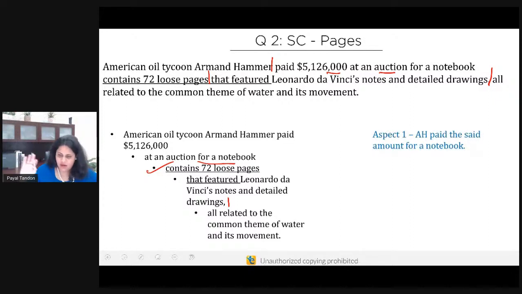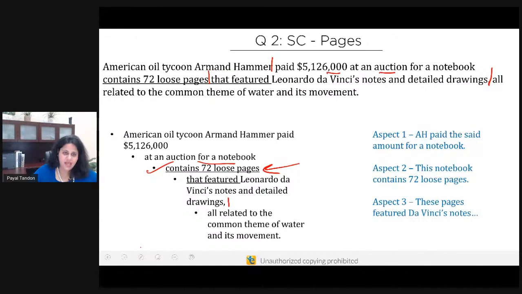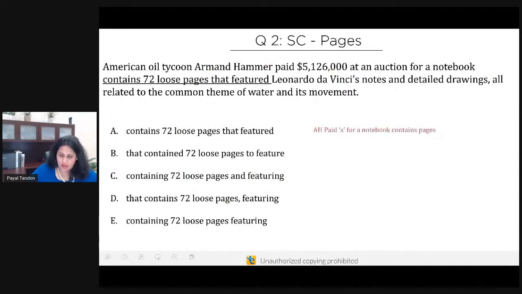Aspect 1, A.H., Armand Hammer, paid the said amount for a notebook. Then aspect number 2, this notebook contains 72 loose pages. Aspect number 3, these pages featured Da Vinci's notes about something. Okay, so these are the 3 aspects that I got from this. Now, choice A is wrong, and none of you selected choice A. Essentially, choice B was the most popular choice. About 7 to 8 people, when I did the count, selected this one. Only about 3 people selected choice E.